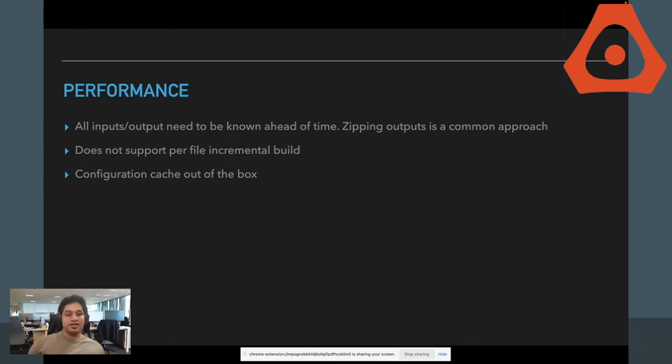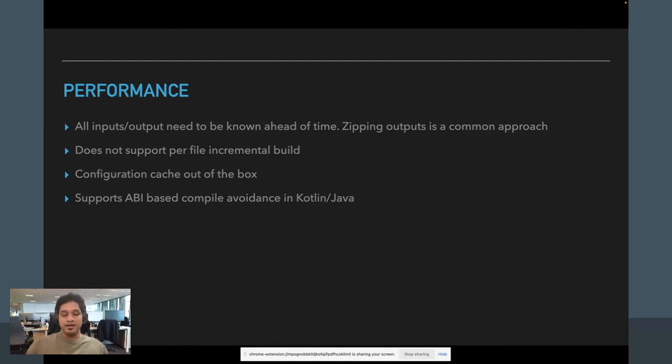And configuration cache is out of the box with Bazel. You don't need to do anything to enable it. Most of the build, even the first build, will be quite fast because of the parallel evaluation of Starlark files. And once it is evaluated, incremental builds are almost instant, and you can entirely skip the configuration phase. And one of the nice things about Bazel is that it already supports ABI-based compile avoidance in Kotlin, which is an experimental feature in Kotlin 1.7, and it's being worked on in Gradle land as well.